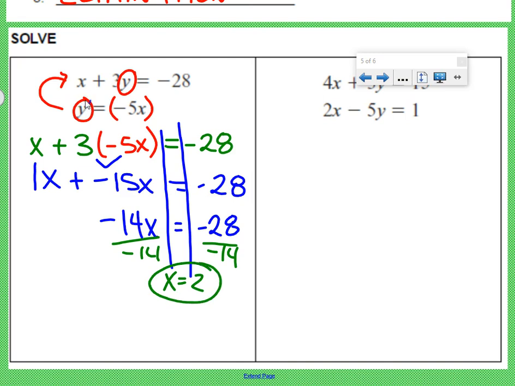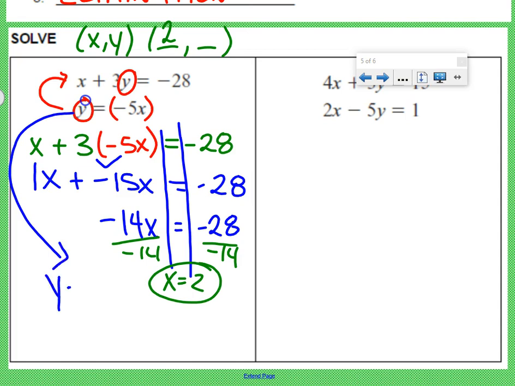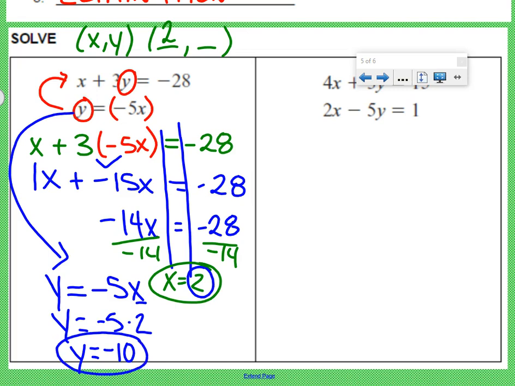However, when we're solving a system, our answers are a coordinate point, which means we need our x variable and our y variable. We have x. We know x is 2. We just solved for that. Now we need to know what's y. So using this equation, we know y equals -5 times x. So now that I know x is 2, I can say y equals -5 times 2 instead of x. -5 times 2 would be -10, so y equals -10.